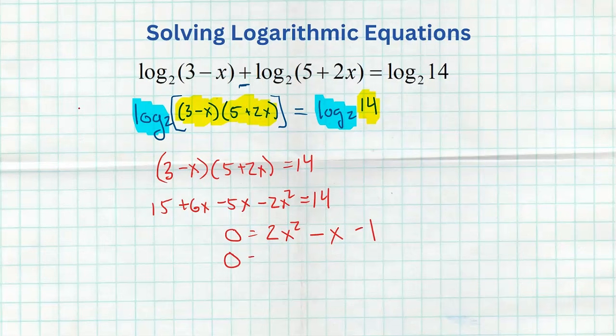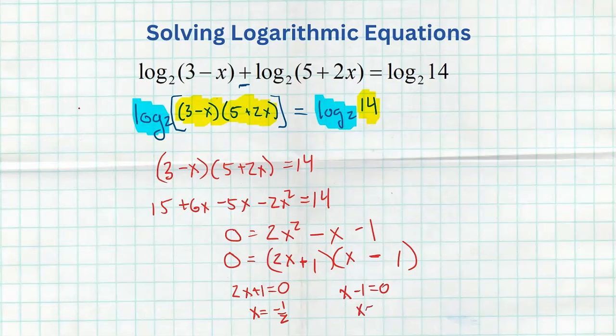Now I could use the quadratic formula, or I could factor, and this is a fairly easy one to factor. To break apart a 2x squared, we need a 2x and an x. To break apart a 1, we need a 1 and a 1. Now, to get that negative 1 in the middle, I want a negative 2x to be generated and a positive 1x to be generated. That's going to make that negative x in the middle. Then I'm going to use the zero product property. 2x plus 1 could equal 0, which means x equals negative 1/2. Or x minus 1 could equal 0, which means x equals 1.